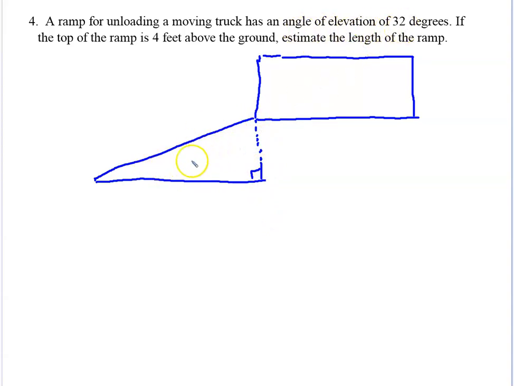We're told that the angle of elevation of the ramp, that just means from the ground to the ramp, coming up this way, elevating, that's 32 degrees. Okay, the ramp is 4 feet above the ground, so that side of our right triangle would be 4. So we're wanting to know what is the length of the ramp. So there's the side, actually it's going to be the hypotenuse of this right triangle.